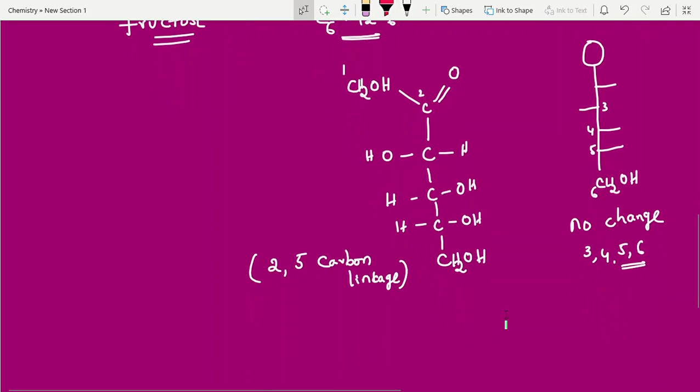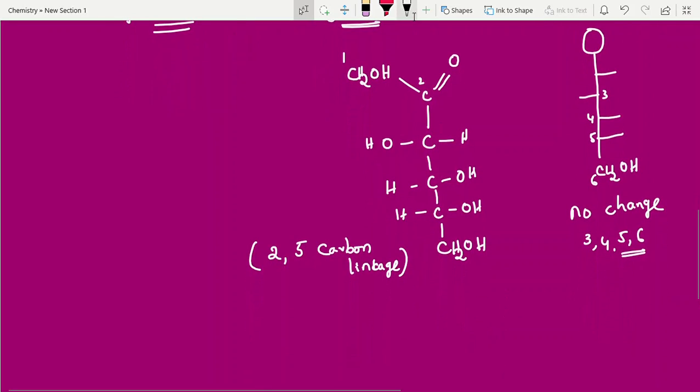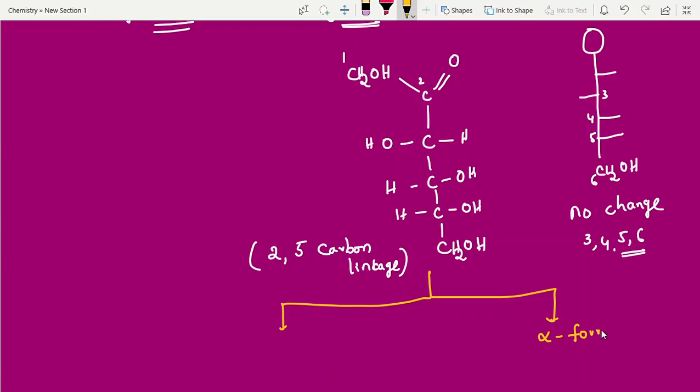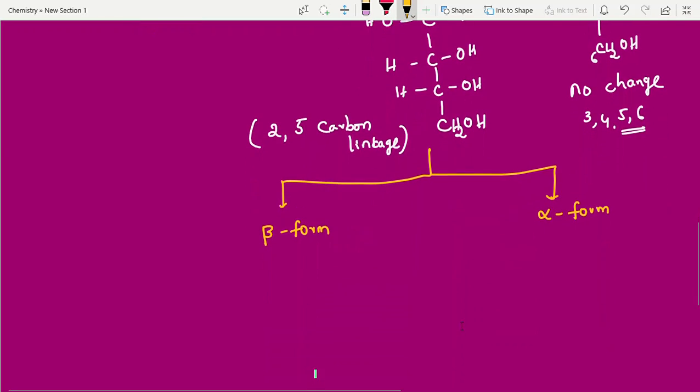Can we write now alpha form, beta form? Yes. So right hand side I am writing alpha form. Left hand side I am writing beta form. What are the changes, students? Here I am showing, listen. See, this OH, this H will go and sit here, this oxygen forms the cyclic linkage. That's it. See, same like glucose, but there 1, 5, here 2, 5. That's it.